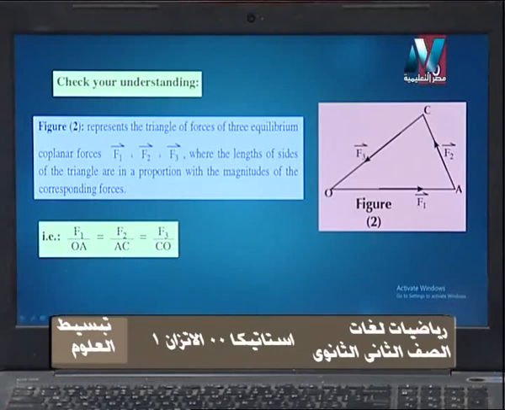This is the important and easy rule to find the unknown forces. If we have here F1 represented by the side length of the triangle OA, and F2 represented by the side length of AC, and we have F3 represented by the side line OC, in the same order, we can apply the triangular rule, which is F1 over the length of OA equals F2 over the length of AC equals F3 over the length of CO.